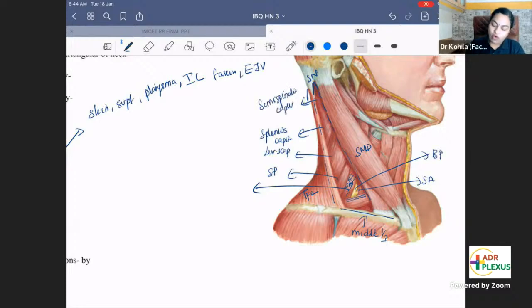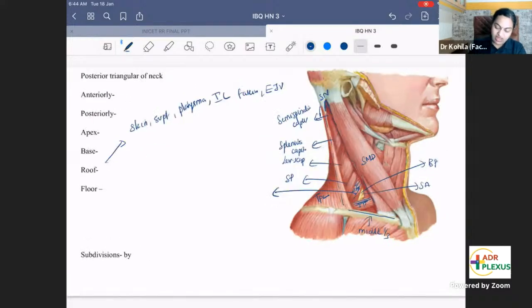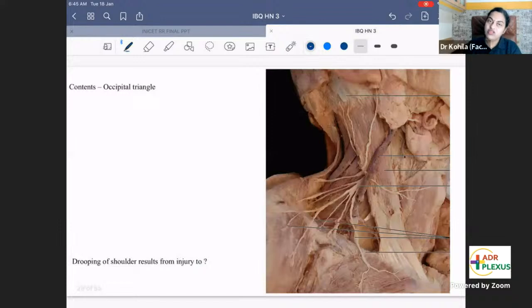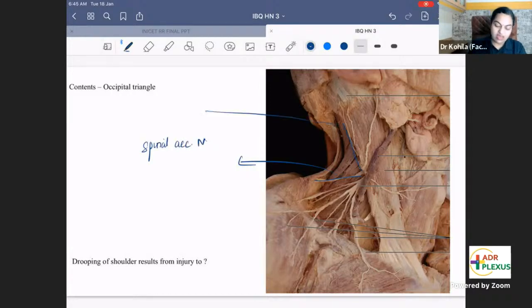The inferior belly of omohyoid will divide the triangle into two parts: the upper occipital triangle and the lower subclavian or supraclavicular triangle. Now, can you identify the contents of the occipital triangle here? The highest content that you see here will be the spinal accessory nerve. Hooking around it and going upwards, this will be the lesser occipital nerve. This one going towards the auricle, yes, that's the greater auricular nerve.